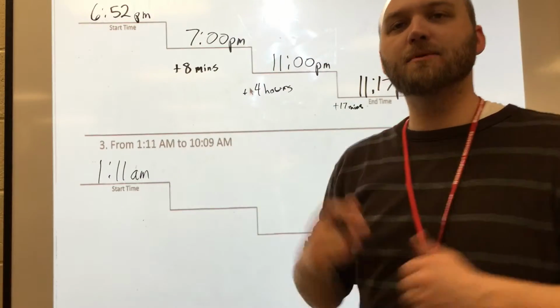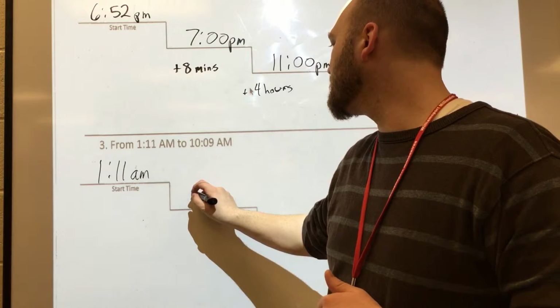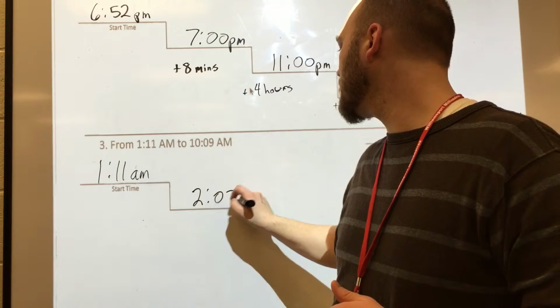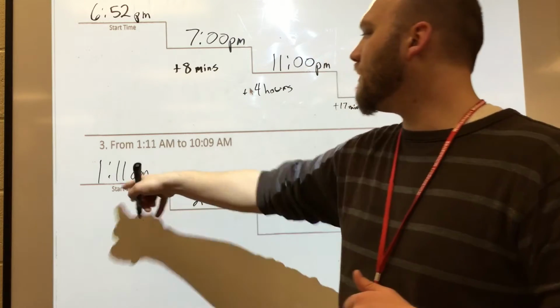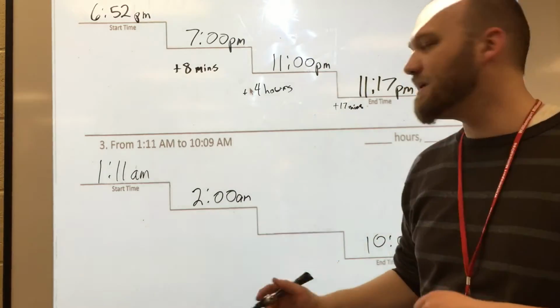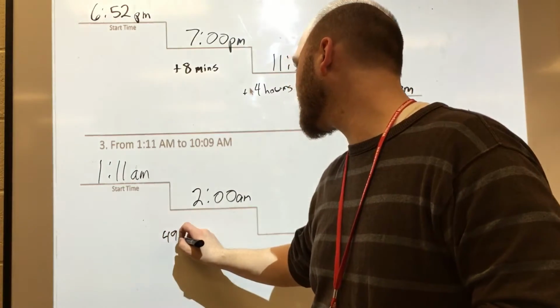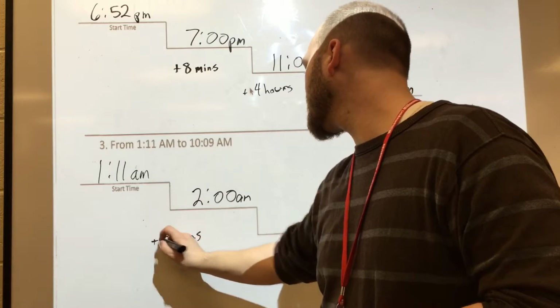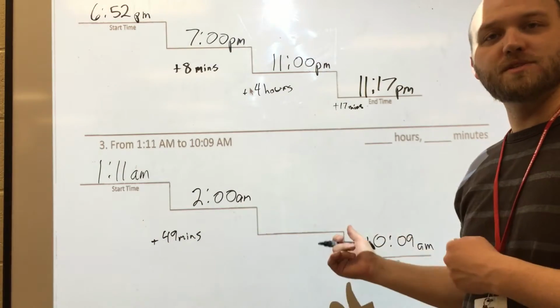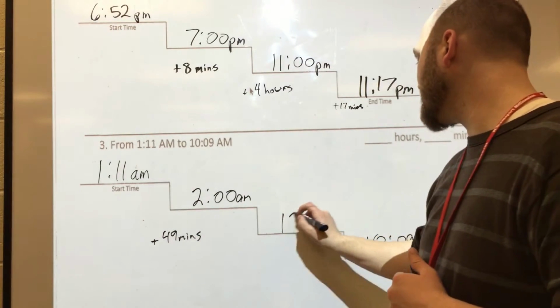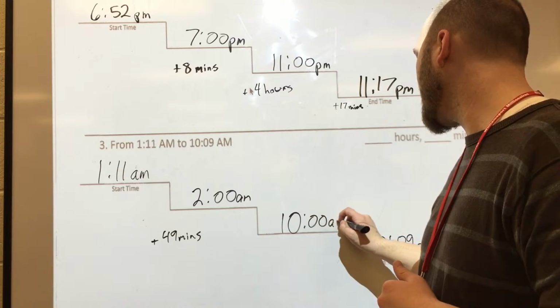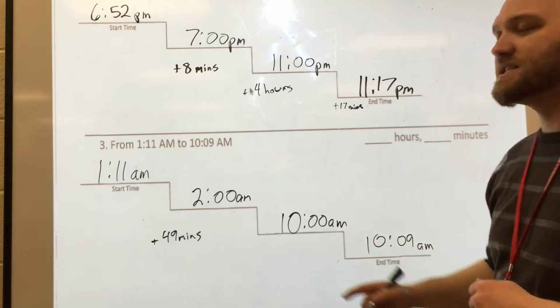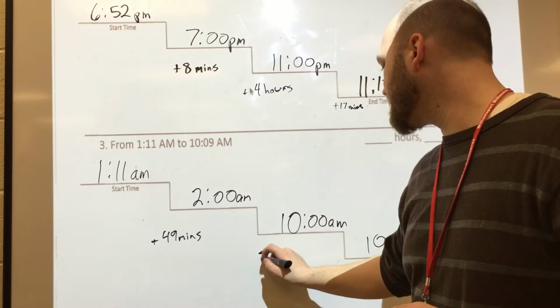So 1:11 a.m. I'm going to round to the next hour, which will be 2 a.m. Well, 1:11 a.m. to 2 a.m. is 49 minutes. From 2 a.m. I go up to my ending hour, which is at 10 a.m. 2 a.m. to 10 a.m. is 8 hours.